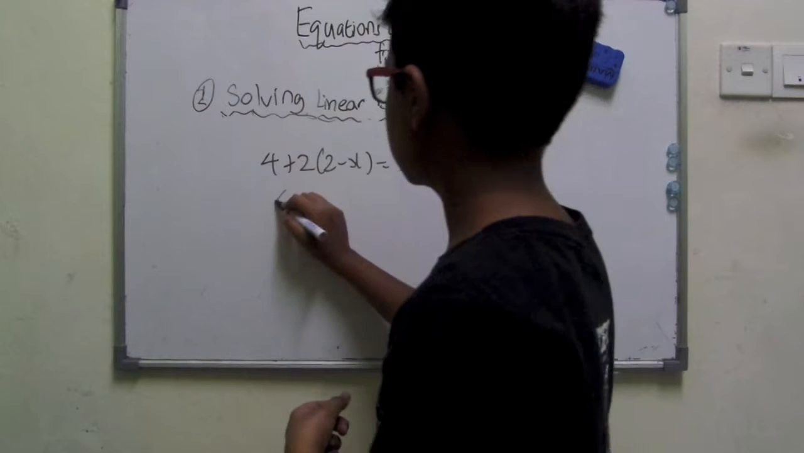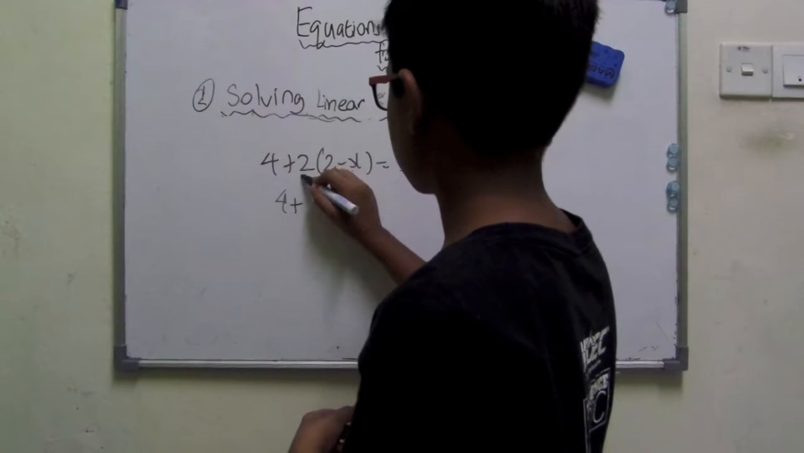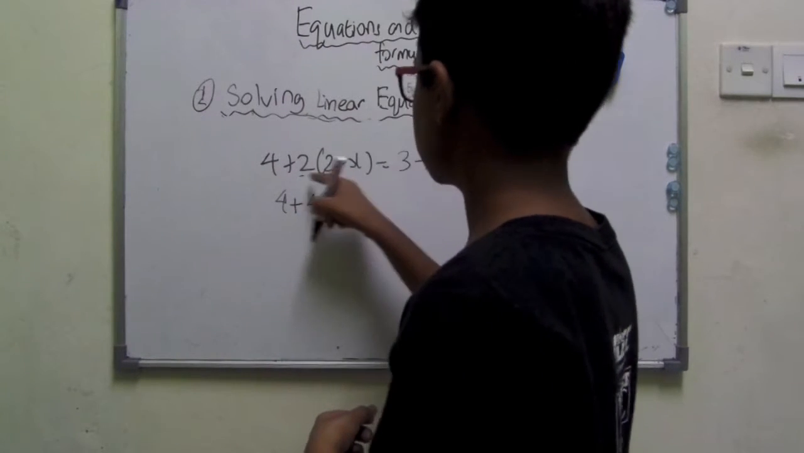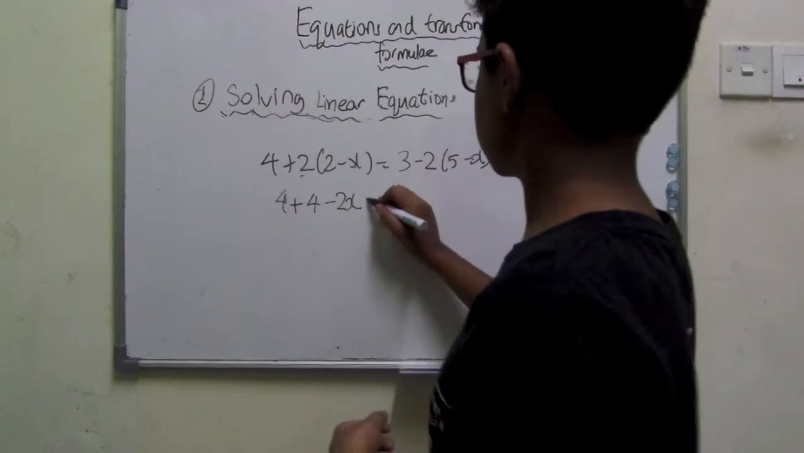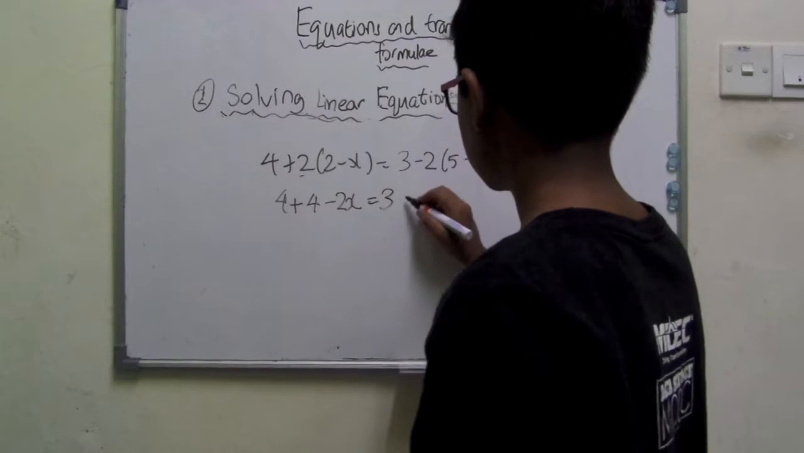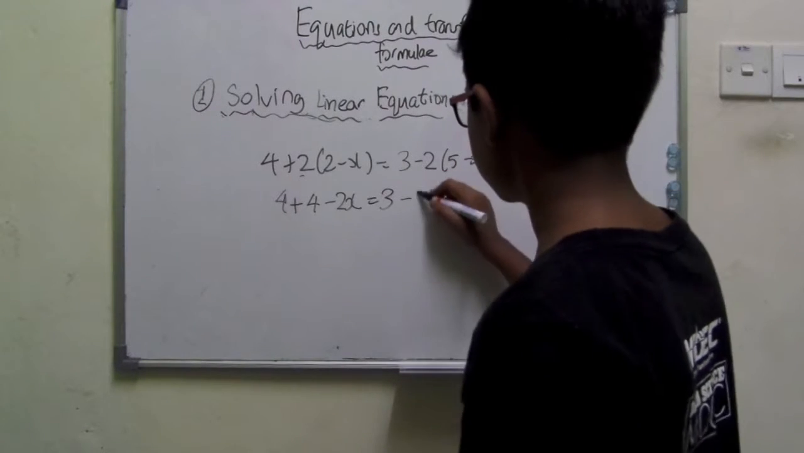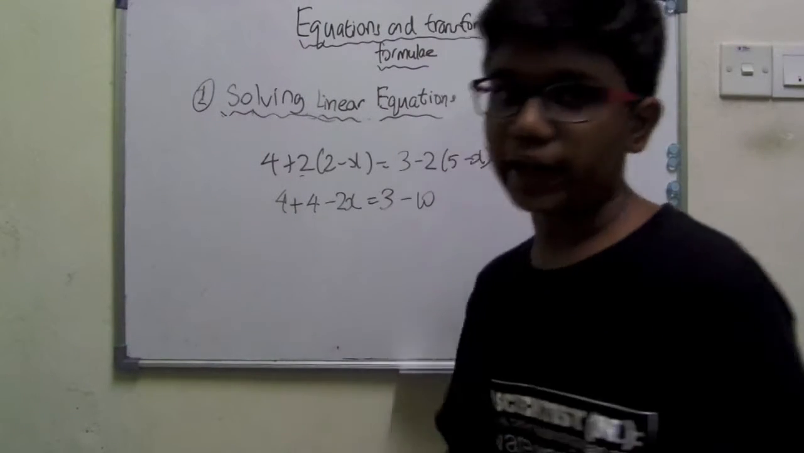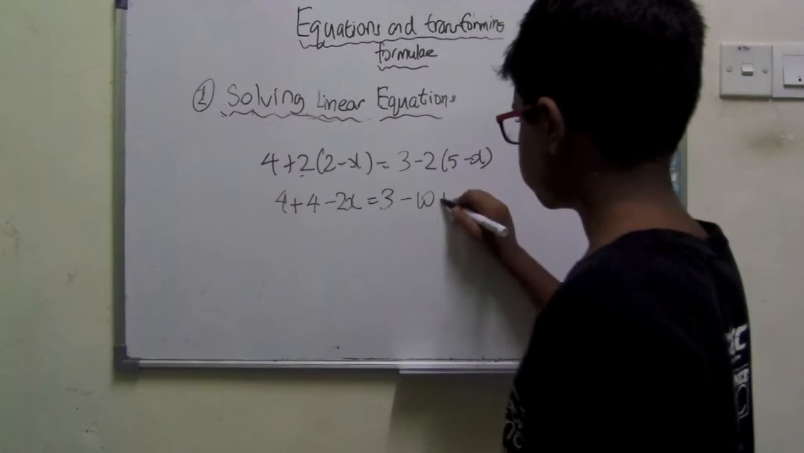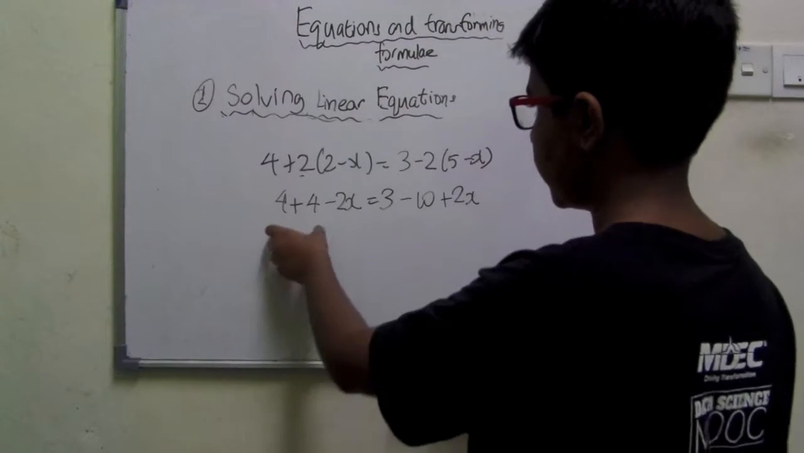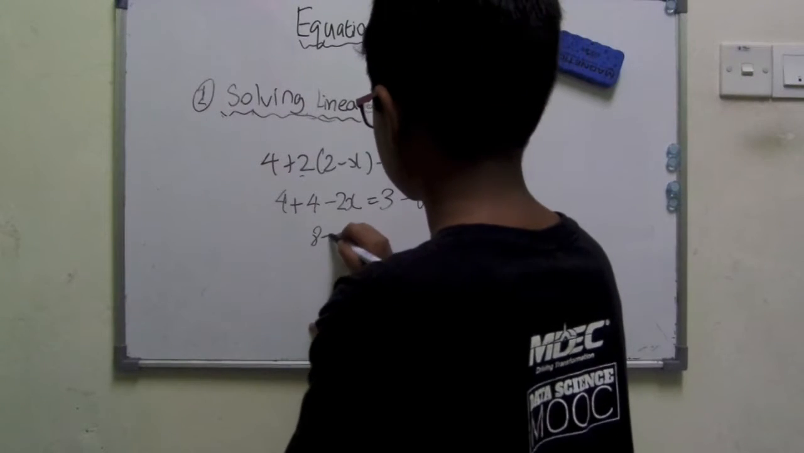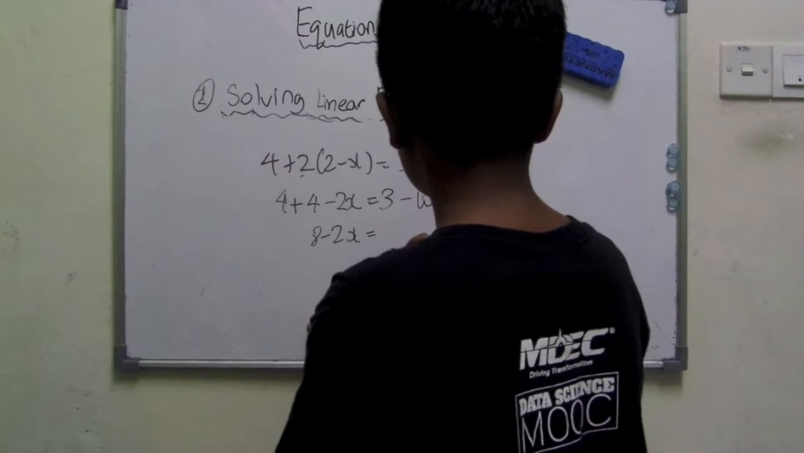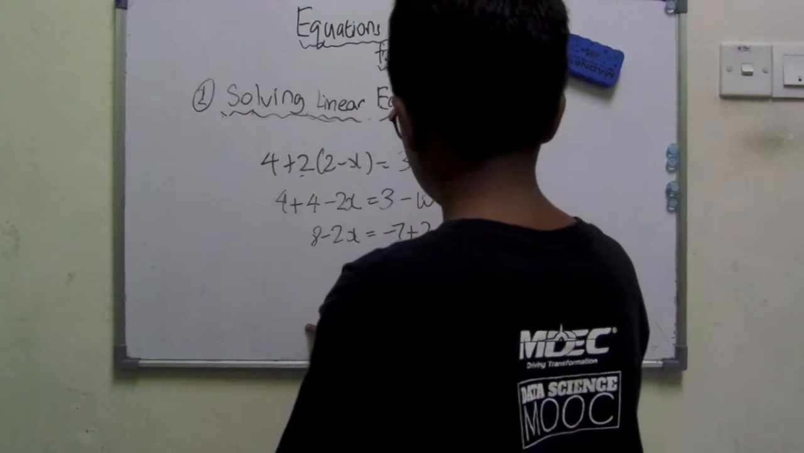So 4 plus 2 times 2, 4. 4 plus 4, 2 times negative x, negative 2x equals 3. Copy the 3. Minus 2 times 5 is 10. Negative 2 times negative x is plus 2x, obviously. Okay? And then just work out both sides first. So 8 minus 2x equals negative 7 plus 2x.